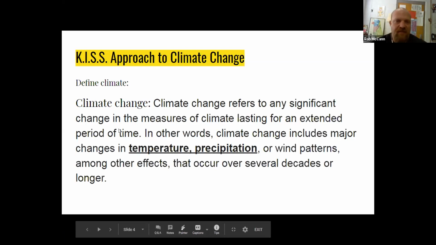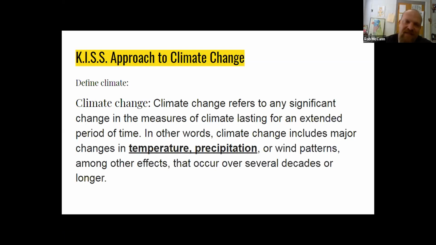And it says here, climate change refers to any significant change in the measures of climate lasting for an extended period of time. In other words, climate change includes major changes in, and I underline these because this is where I want you to focus, a change in temperature, precipitation, or wind patterns, among other effects that occur over several decades. Remember, we define climate change as some sort of change in annual precipitation or temperature over a 30-year period.